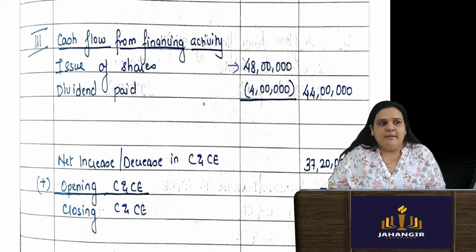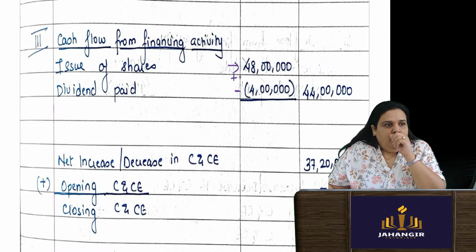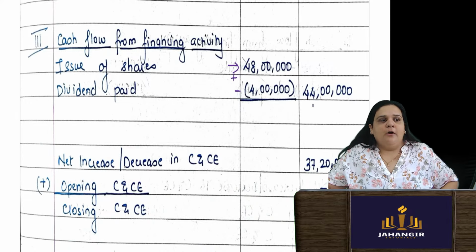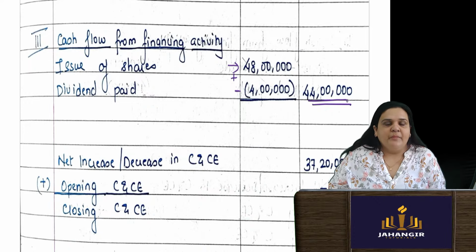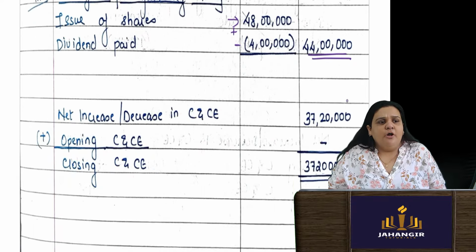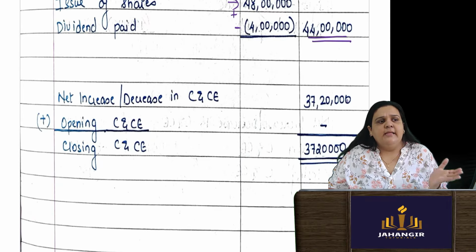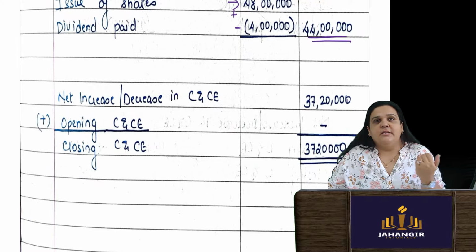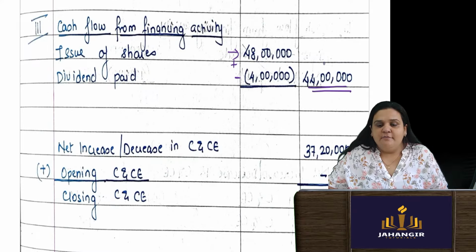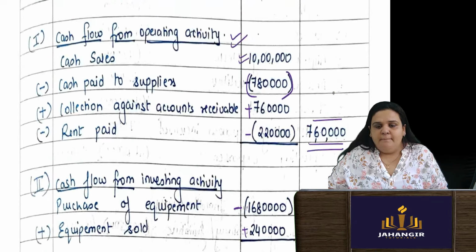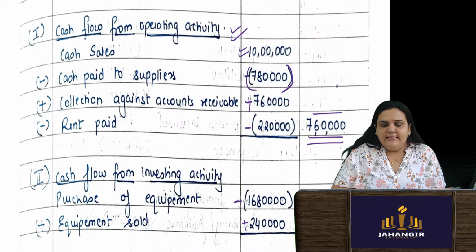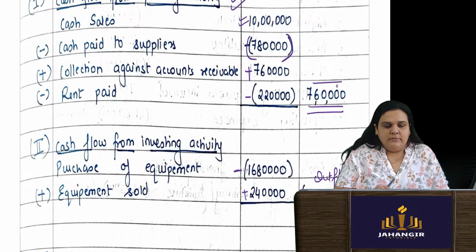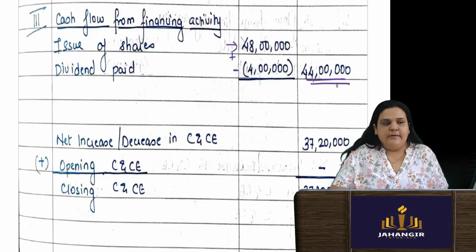So 48 lakhs coming in and 4 lakhs moving out. So my net cash inflow from the financial activity is 44 lakhs. They have already given me net increase and decrease in the cash and cash equivalent because they have given me the answer. So calculate and see whether 44 lakhs plus 7,60,000. Okay, 2 positives I am adding. And then subtract 14,40,000. See, you are going to get 37,20,000.